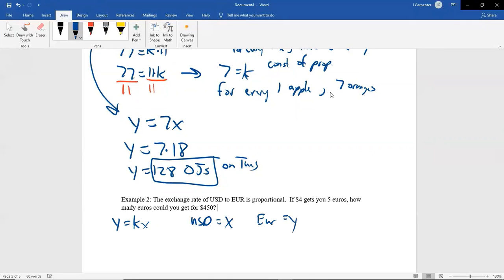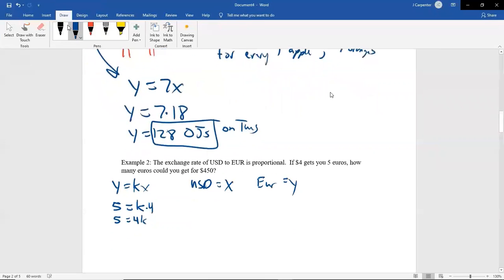So when I plug in the 4 and the 5 for the first scenario, the 4 is the x, the 5 is the y. So we get 5 equals k times 4, which is the same thing as 5 equals 4 times k. To solve that, be careful, pay attention, divide both sides by 4, and 5/4 is 1.25. So 1.25 is equal to k.